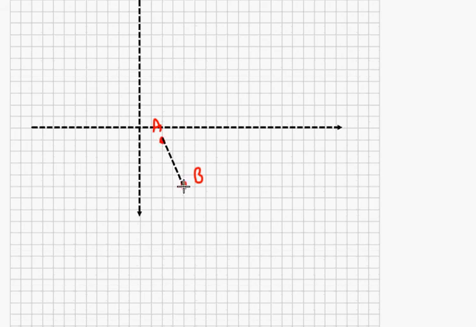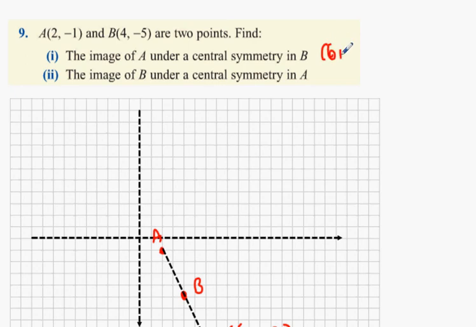4 down, 2 across, 4 down, 2 across. And that leaves us here. That's the image of A. So what is the image of A through B? 1, 2, 3, 4, 5, 6. 6 across and how many down? 6, -9. Alright. 6, -9. Now, what we have to do next is the opposite way around. So, that was 6, -9.